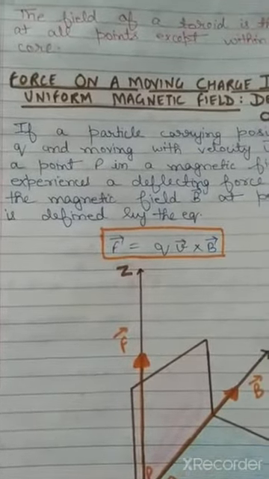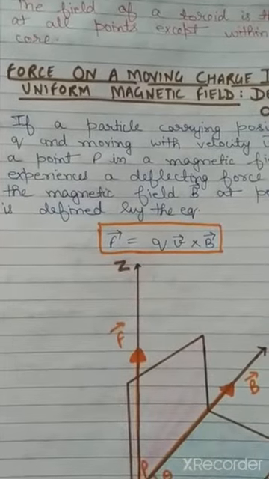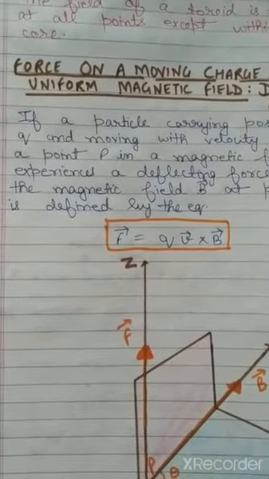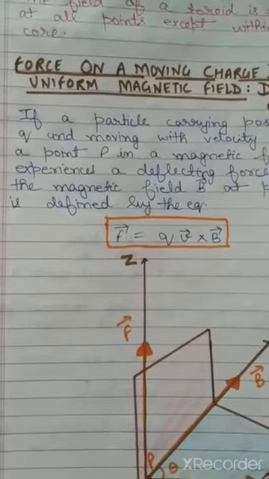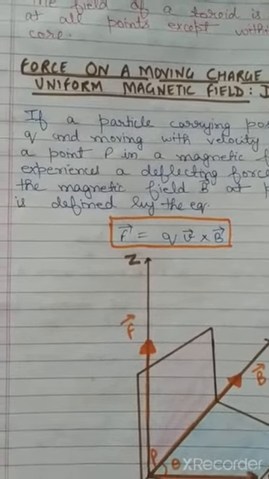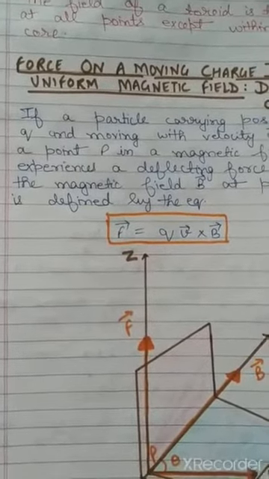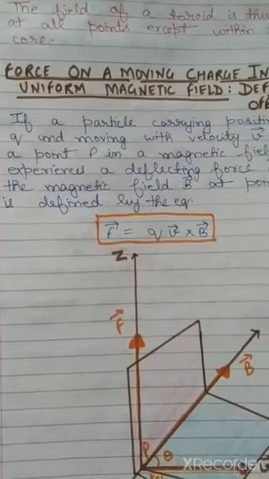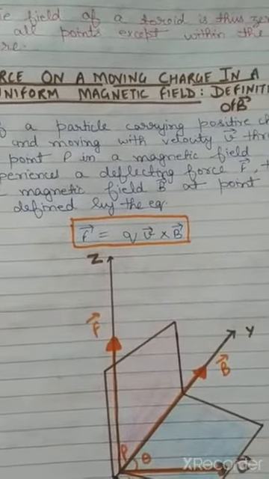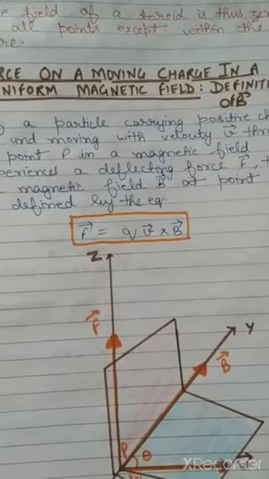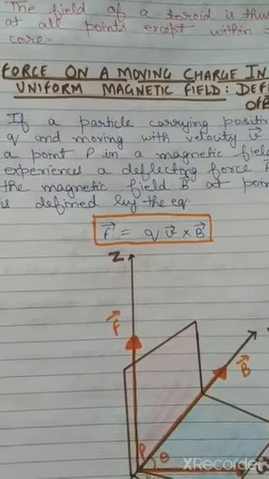Now this chapter is moving charges and magnetism. First we discussed the magnetic field. Now we'll discuss the moving charges, and here we'll get the definition of the magnetic field. Also we'll get the units of the magnetic field. So this topic is force on a moving charge in a uniform magnetic field, and using that we can define the magnetic field.